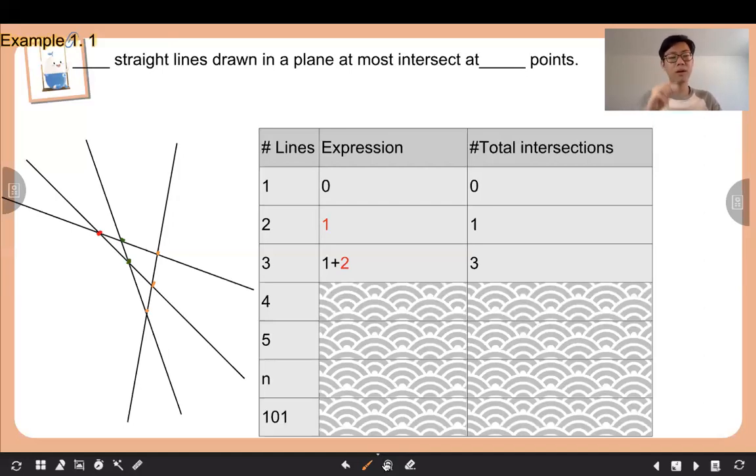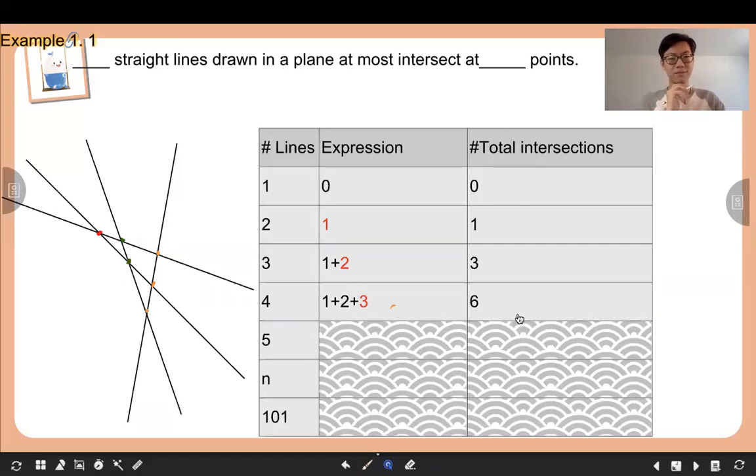That's why 3 more. And how should I write my expression here? Right, because we are having 3 more, we are plus 3 at the end. The red 3 means the 3 more intersections contributed by the 4th line. So how many intersections do we have in total now? In total, right? The sum should be 6.